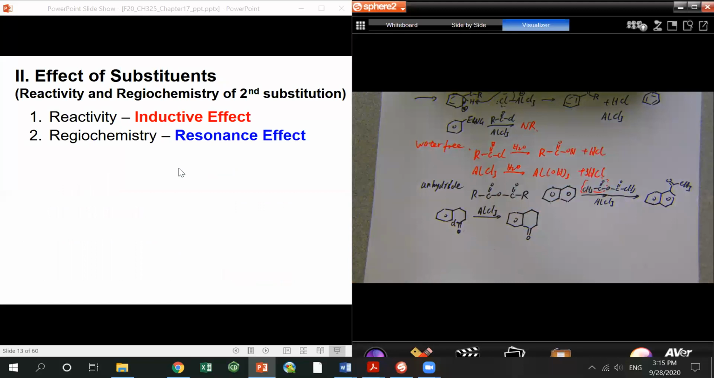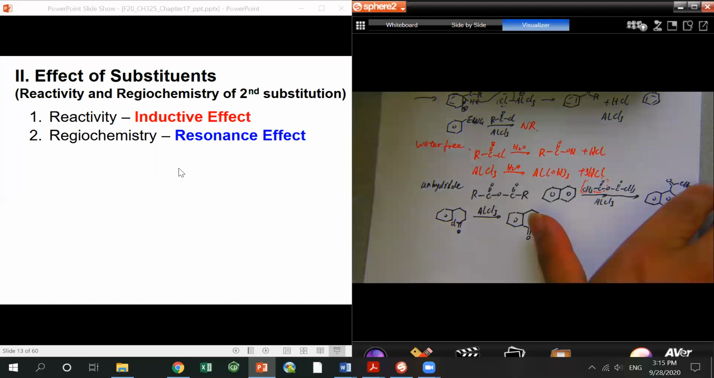Okay, so now we move to a little bit of the hard part for this chapter: the effect of substituents. So what does that mean? It means if you already have one substituent group on the benzene ring, and then you try to do the second EAS reaction, how is the reactivity?